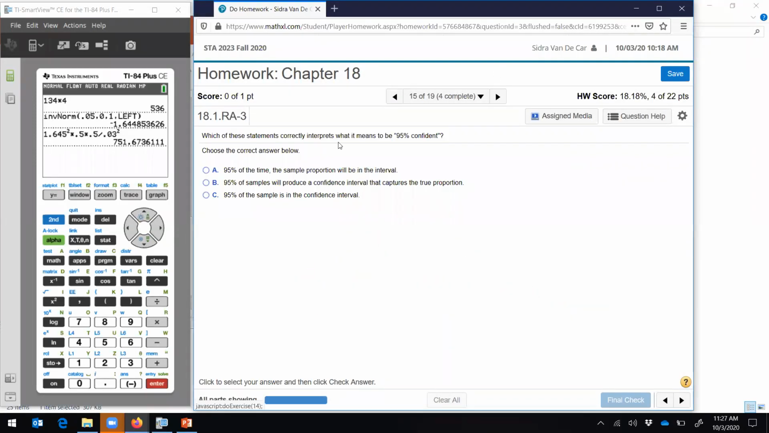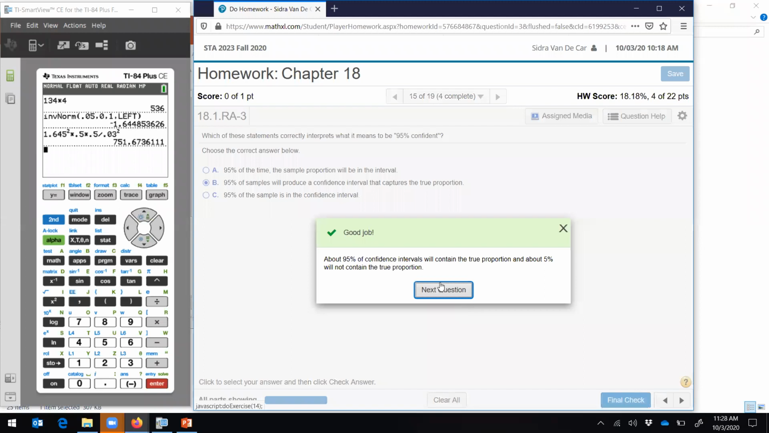Which of these statements correctly interprets what it means to be 95% confident? No, the sample proportion's in the middle of the interval. We're building it around it. 95% of the samples we construct will produce confidence intervals that capture the true population proportion.